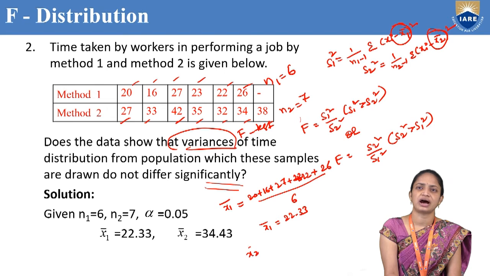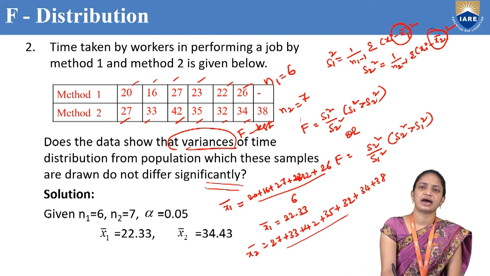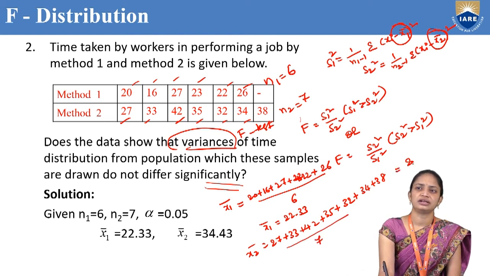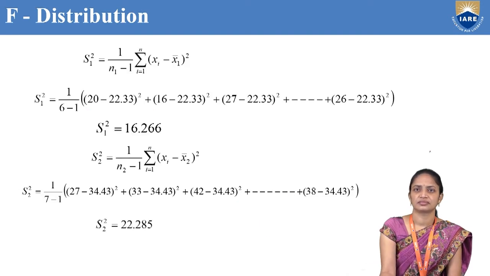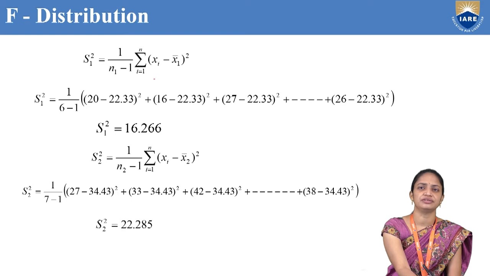Like that, X2 bar equal to the average of the method 2 values, that means 27 plus 33 plus 42 plus 35 plus 32 plus 34 plus 38 divided by 7. That is equal to 34.43. So X1 bar is 22.33 and X2 bar is 34.43. Now substitute all these values in the formula.